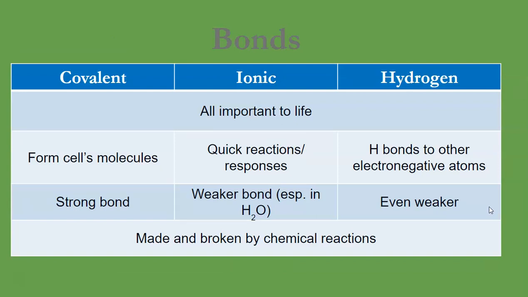There is a review chart just giving you a quick review of those three things. So on the left, we have covalent, in the middle, we have ionic, and on the right, we have hydrogen. And just the collective importance of all of these things is that they are made or broken by chemical reactions.